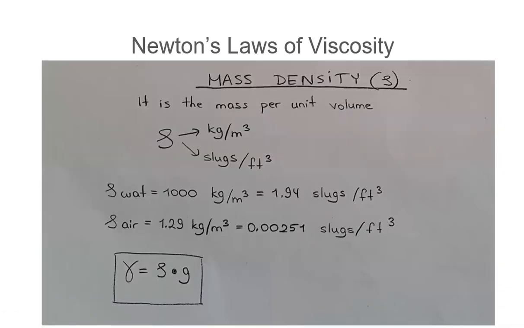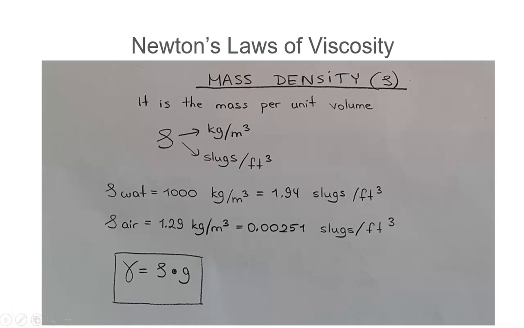Mass density is another quantity we have to talk about. It is the mass per unit volume. Mass density is given as mass per unit volume. So the mass of a substance divided by the volume of that particular substance is what we refer to as the mass density of that substance.